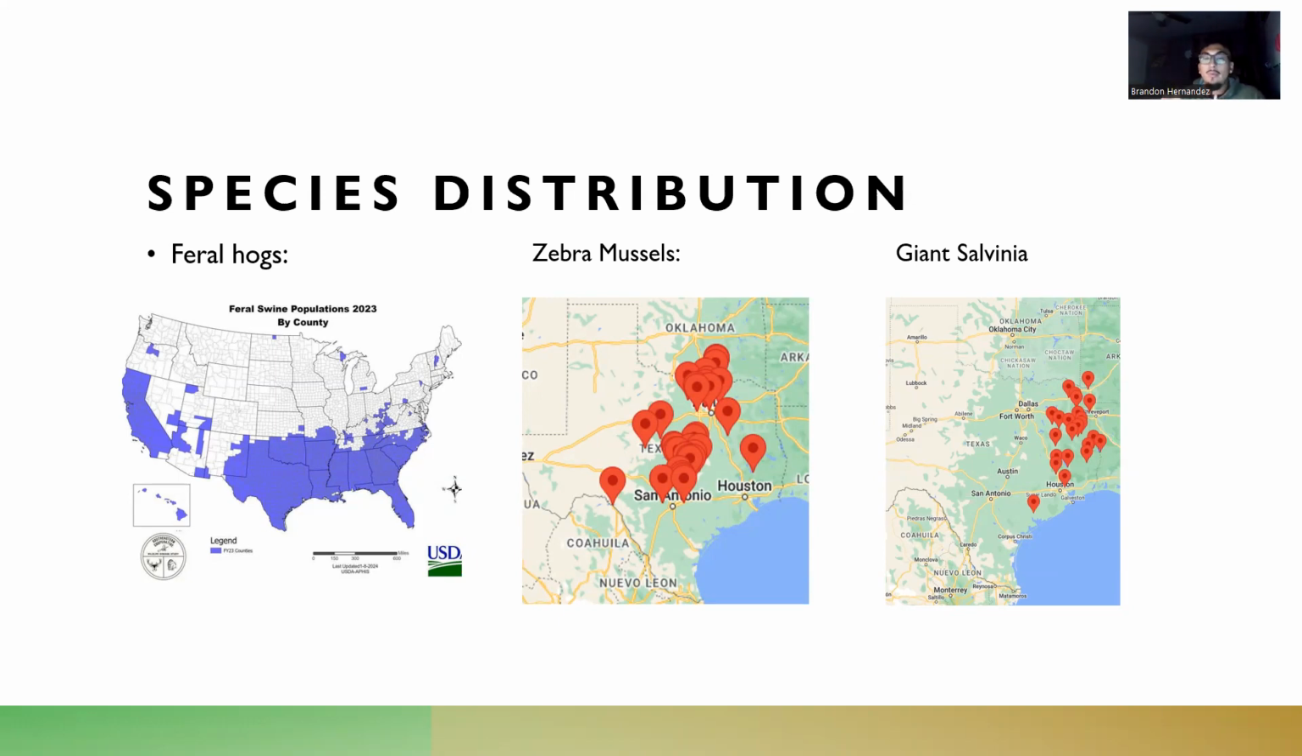Then we have zebra mussels. Again, you can see that zebra mussels are mostly found on bodies of water around Dallas, Austin, San Antonio, and Waco, where most tourism occurs. And giant Salvinia tends to be more towards the coast and the eastern part of Texas, in bodies of water connected to the sea.